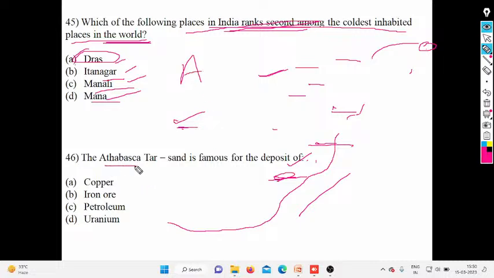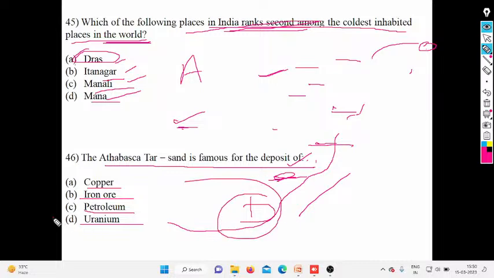Next, the Athabasca tar sand is famous for the deposit of copper, iron ore, petroleum and uranium. Athabasca, it is famous for uranium deposit. D for Delhi.